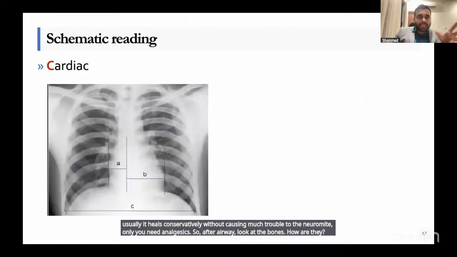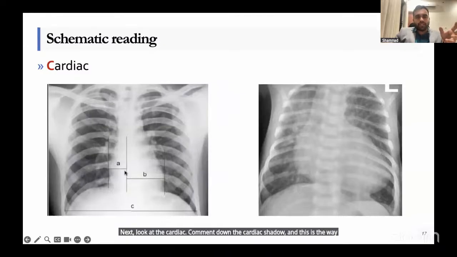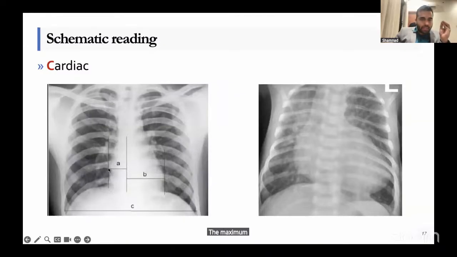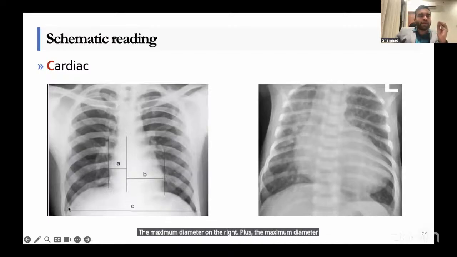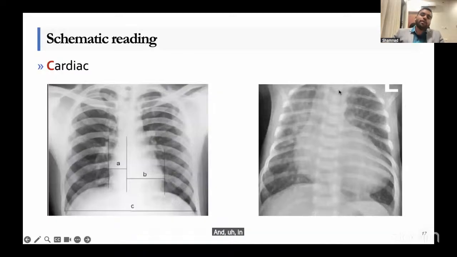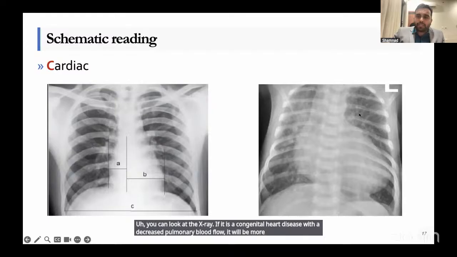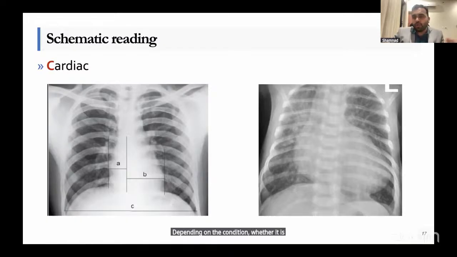How are they? Next, look at the cardiac. Comment on the cardiac shadow. This is how you calculate your CT ratio: the maximum diameter on the right plus the maximum diameter on the left, divided by the total transthoracic diameter. A cardiac CT ratio of up to 0.6 is normal in your neonate. When you're suspecting a congenital heart disease, again, you can look at the X-ray. If it is a congenital heart disease with decreased pulmonary blood flow, it will be more like black opacities, blackish lungs on either side, and depending on the condition, whether it is TOF or tricuspid atresia, you will get the finding.